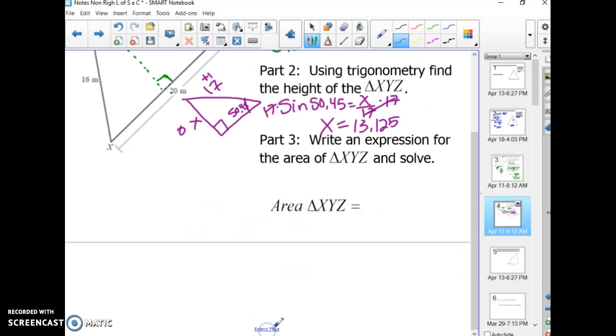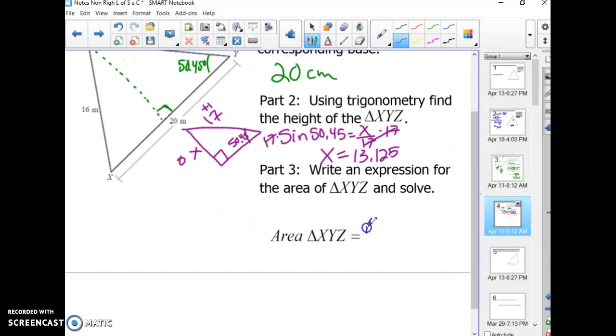So now to find that area, my base is 20. My height is 13.125. I've got to divide all of that by 2. It's just a matter of plugging and chugging. So I'm going to times that by 20, divide that by 2. I get 131.25 meters squared.